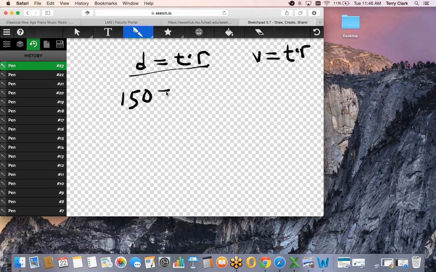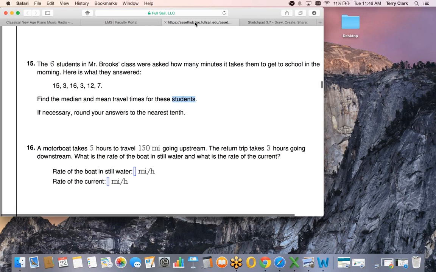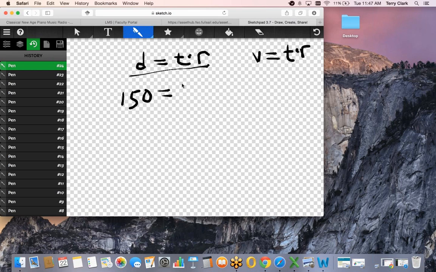Because that's what it's saying. And whether you're going upstream or downstream, it doesn't matter. It's 150 miles because you're going the same distance. You're just going it in different directions. Now, for the first one upstream, it says it's going to be 5 hours. So that's your time. Now, the thing that I don't know is the rate.